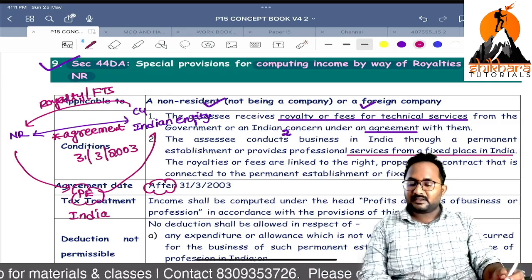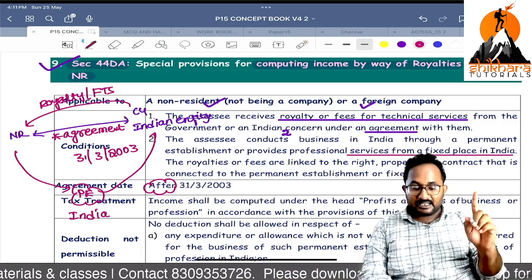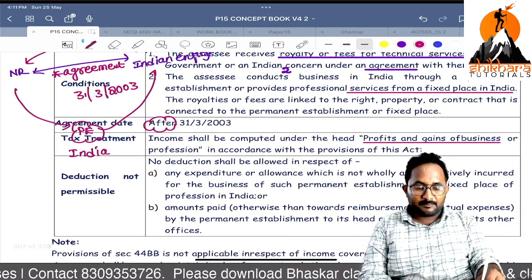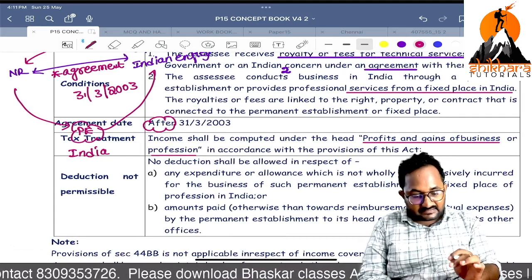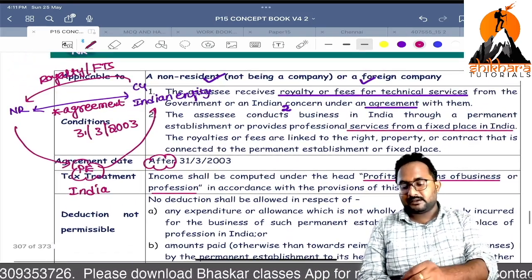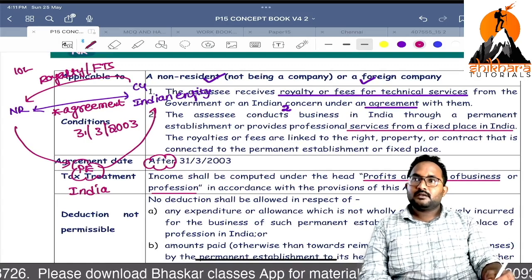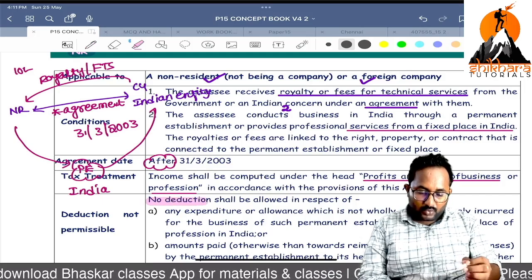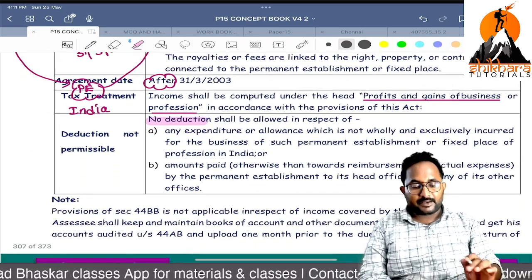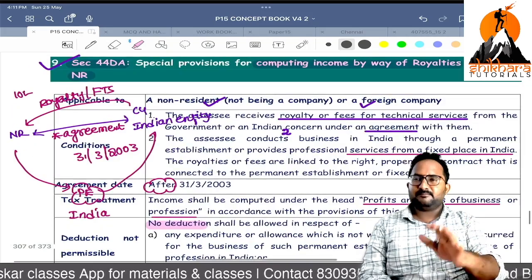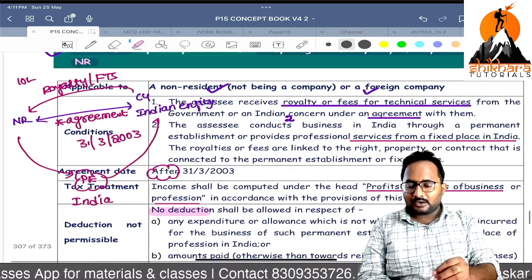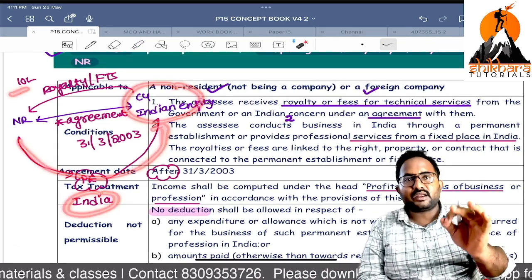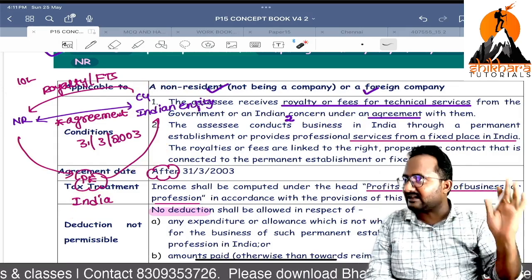That agreement date is nothing but on or after? After 31st March 2003. Now, income shall be computed under the head what, ma? PCBP. So, against that, yes, ma. Suppose if they are given the 10 lakh. So, the 10 lakh is taxable or any deduction, ma? But clearly they are saying no deduction shall be allowed in respect to. Example, simple equation I will tell you. In order to provide these services, whatever expenses incurred, that only you can take as deduction. No other deductions can be taken from that income.